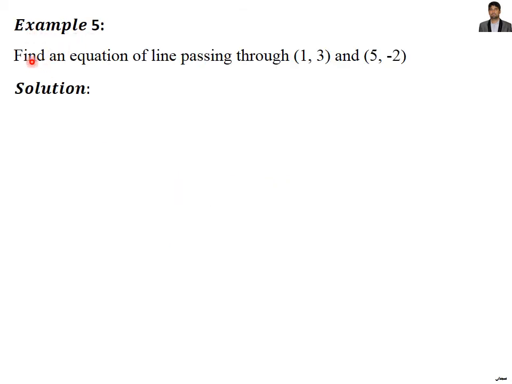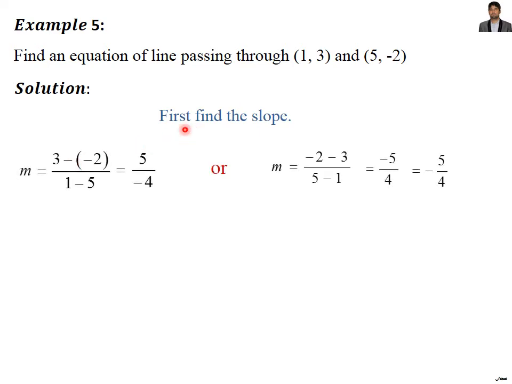Example number 5. Find an equation of line passing through (1, 3) and (5, -2). Now we have to find the equation of a line which is passing through 2 points. To find this equation, first we should find the slope. With points (x1, y1) and (x2, y2), the slope is (y2 - y1)/(x2 - x1).